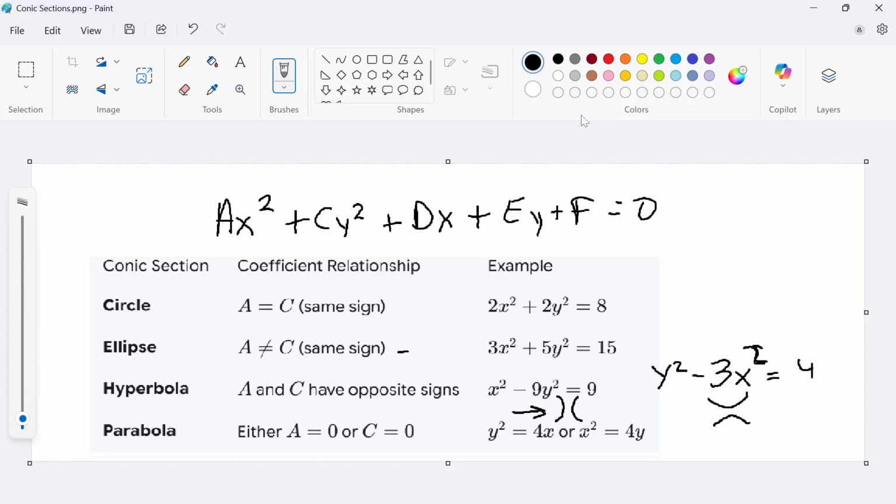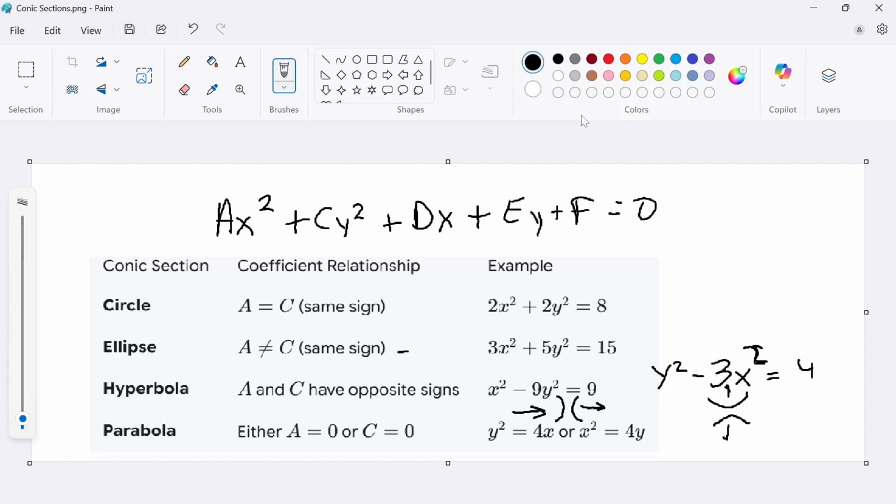And for hyperbolas, it's where A and C have opposite signs, even if they're the same number with opposite signs. So here's an example, x squared minus 9y squared, or you could have negative x squared plus 9y squared equals 9, either way. If the x squared is the one that's positive, it's what's called horizontal. They open horizontally. If y squared is positive and x squared is negative, they open vertically. Sometimes you can't tell until the very end which one it's going to be.